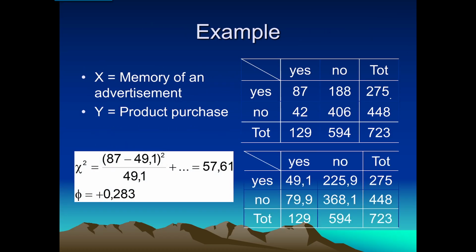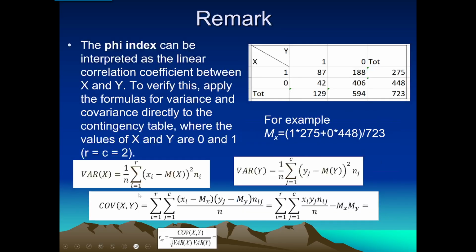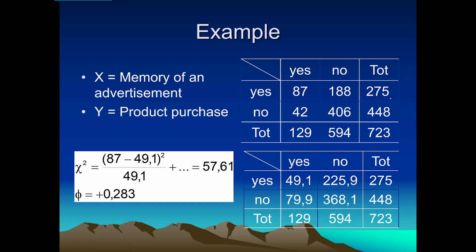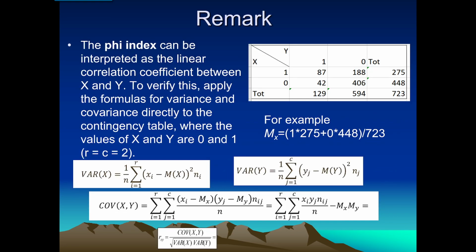Now, here you can see all these calculations, and this value is 0.283. This phi can be interpreted as a correlation coefficient, because inside the contingency table, you can compute the mean, you can compute the variances, you can do everything.